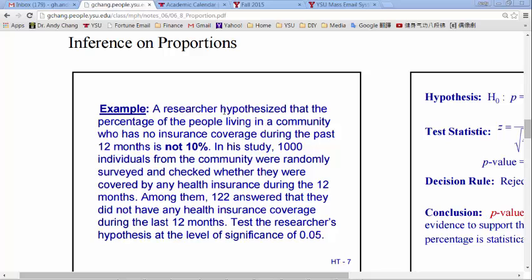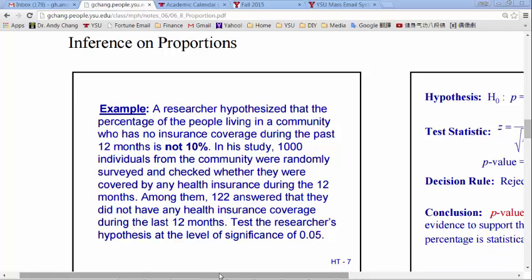A researcher hypothesized that the percentage of people living in the community who had no insurance coverage during the past 12 months is not 10%. So it says it's not 10%. That would be your alternative hypothesis, right? The proportion is not 10%. You took a random sample of 1,000, and 122 answered that they did not have any health insurance coverage during the past 12 months. You want to test this hypothesis at the 5% level of significance.